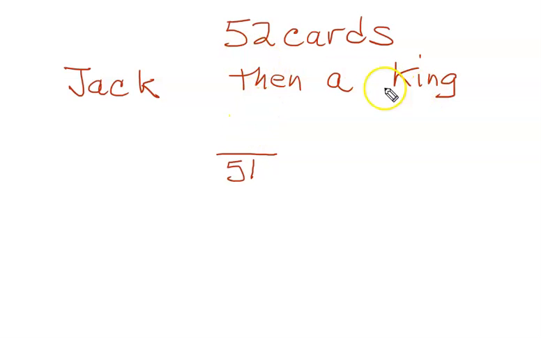So how many kings are there in a deck? And the answer is 4. So your probability then for the second card, and again, you didn't replace any cards, is 4 out of 51.